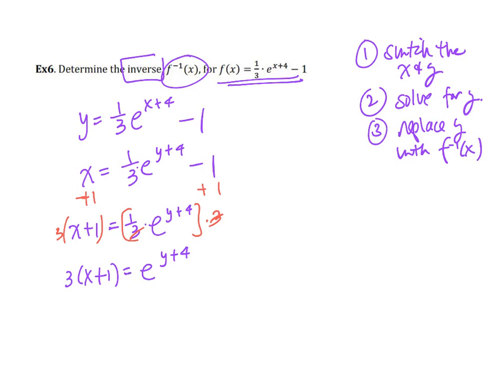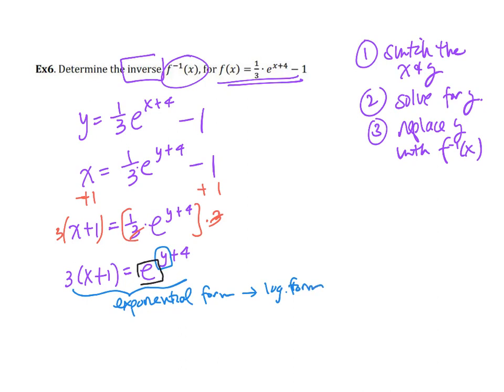Now my variable is up here as an exponent. If my variable is an exponent, the only way I can get that variable to no longer be an exponent is to rewrite. This is exponential form, so I need to rewrite my exponential form into logarithmic form.